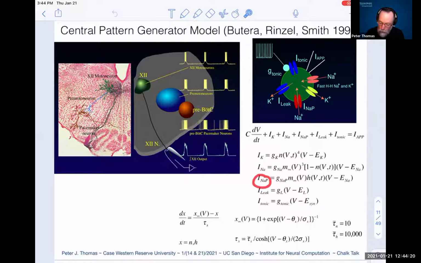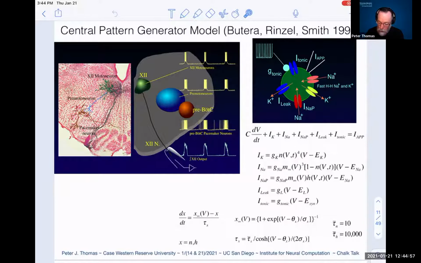This persistent sodium is a slow excitatory current. And what makes it persistent is that the h gating variable here is a very slow gate. It inactivates very, very slowly. The time constant for, say, the n in the potassium channel is 10 milliseconds. The time constant for the h current is 10 seconds, so 1,000 times slower.